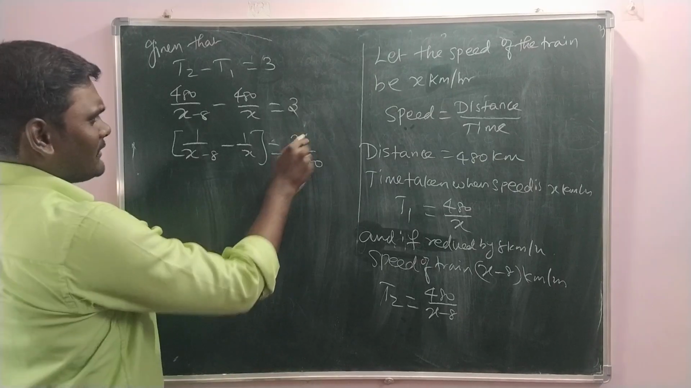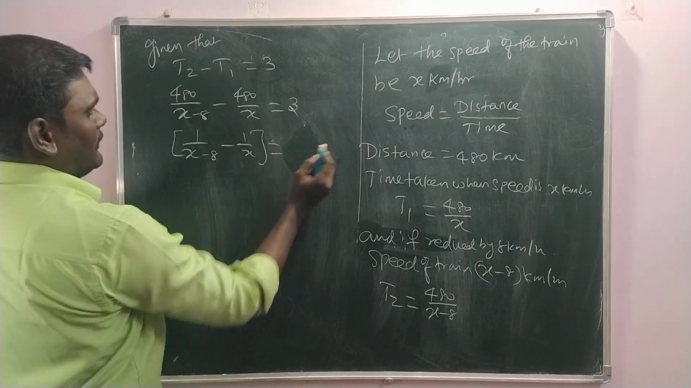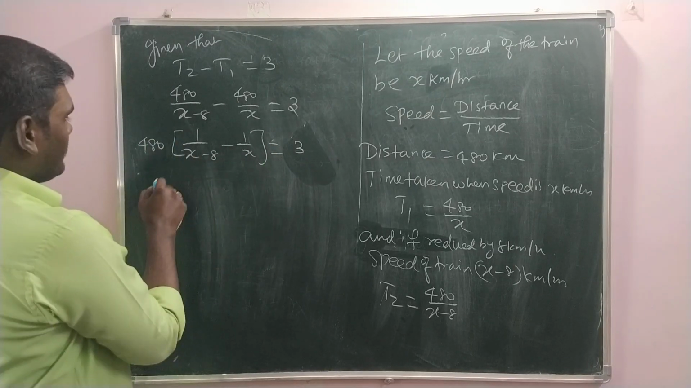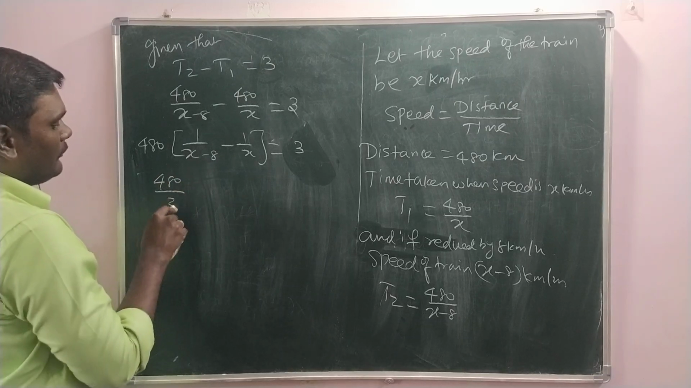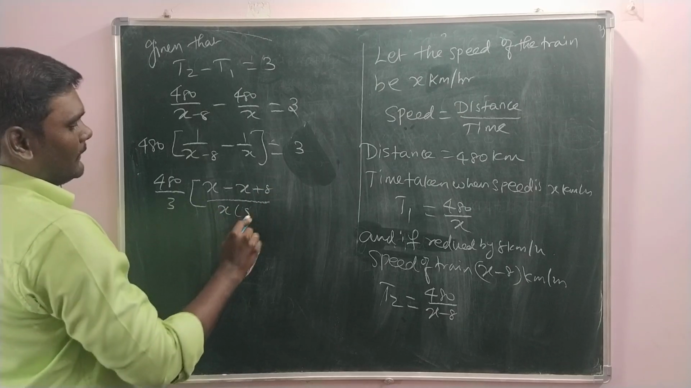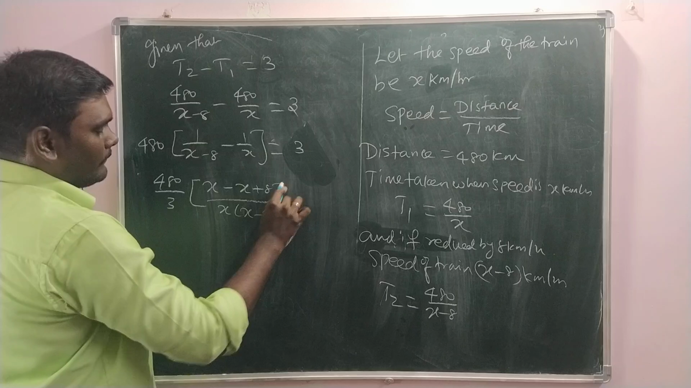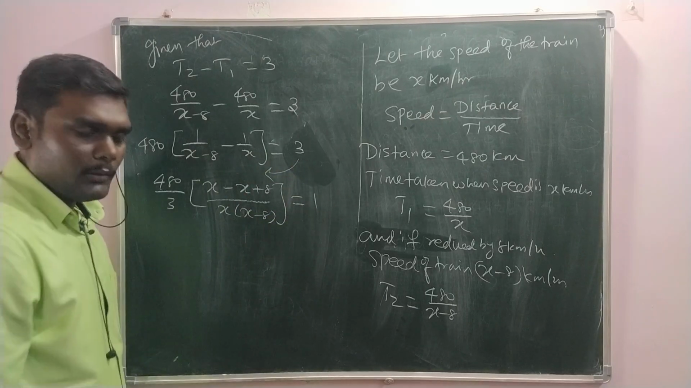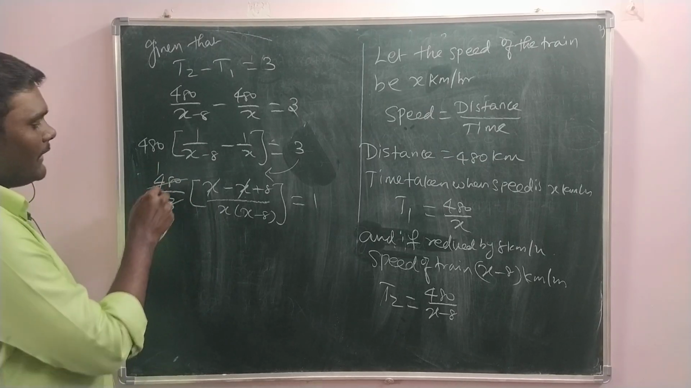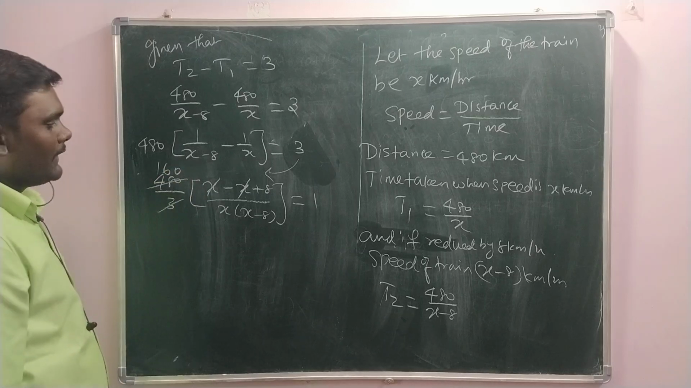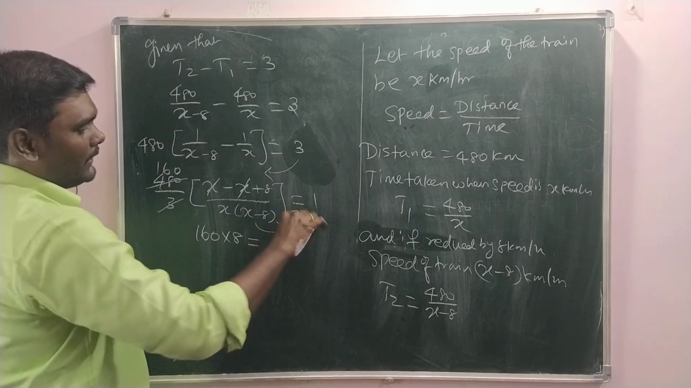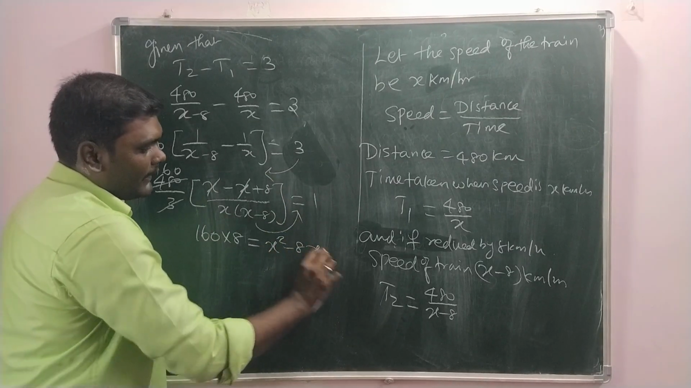Okay, and simplify this. The 3 will be here, and here we will take 480, because either way we have to multiply that inside. Then cross multiply: 480 by 3 into x minus x plus 8 by x into x minus 8. Here the x minus x will get cancelled. 480 by 3 is 160. So 160 into 8, and when you cross multiply to the other side, we get x square minus 8x.